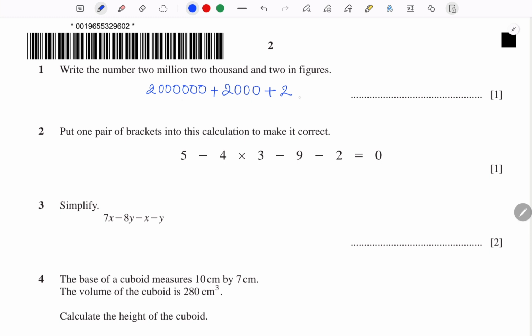So if I add all these three numbers, we will get 2,000,000, 2000 and 2. Let's add these numbers. We have 2 followed by 6 zeros. Then we have 2000, that means 2 and 3 zeros afterwards, and we have 2. If I add them, it will be 2,002,002. So this is the number that is equal to two million, two thousand and two in figures. All right.